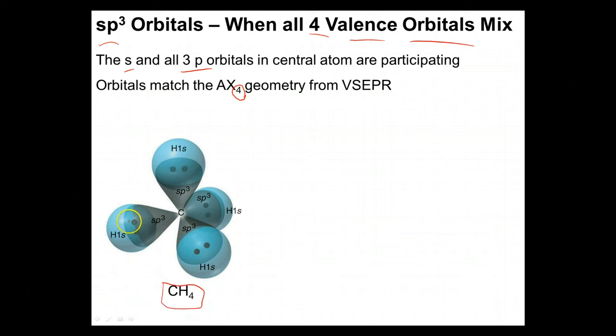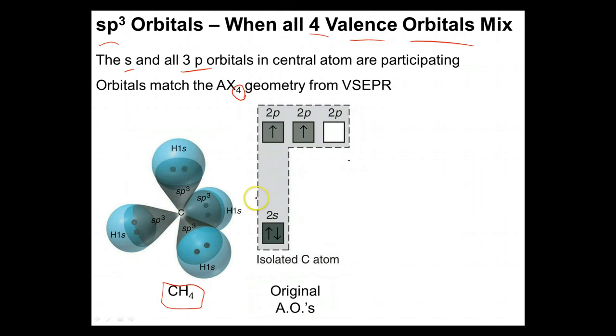You can see that what we've got is the hydrogen with its 1s orbital with 1 electron in it. It comes close enough to carbon. Now carbon started out looking like this. The carbon had 2 electrons in the s orbital, 1 and 2 in the p, and a totally empty p orbital. That's when it was originally by itself.